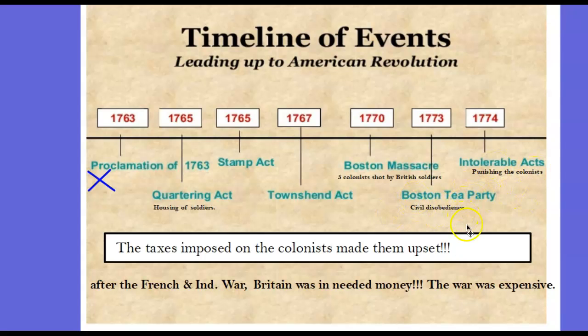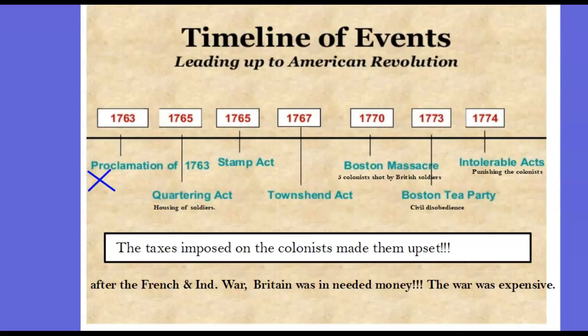As a response, the British government came up with the Intolerable Acts. This was to punish the colonists for what they had done in the Boston Tea Party. These closed Boston Harbor, and it affected people and it affected trade. So again, this is a quick timeline of the events leading up to the American Revolution. And this is what we're going to pick up right now.